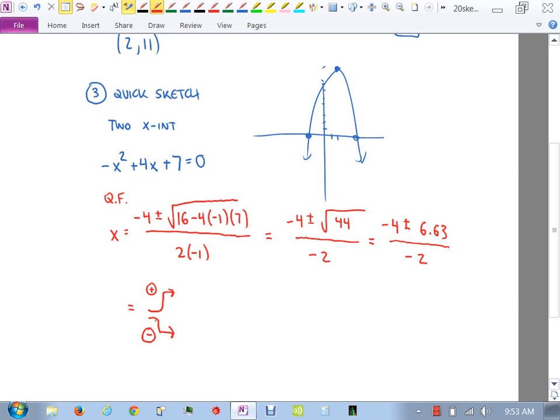Oh yeah, you cannot use your phone on the test. So make sure that you have a calculator.